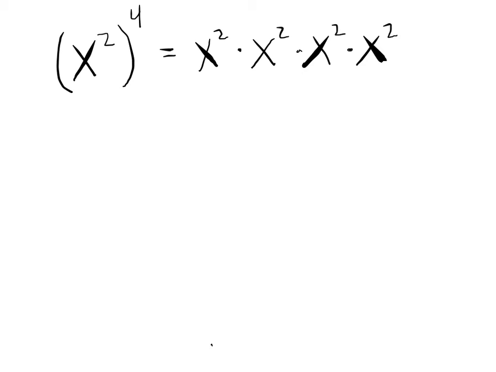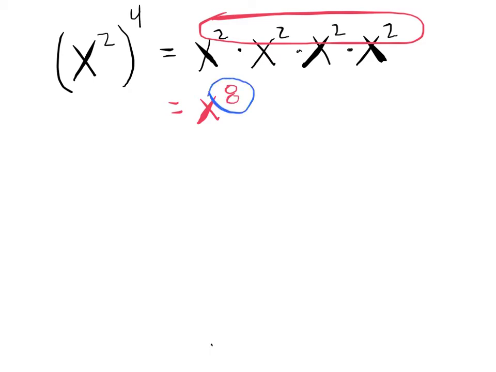Well, remember the property that we just talked about. If we had a bunch of things multiplied together, what did we do with all of these exponents? We added them. So we could say that x squared to the 4th was the same as x to the 2 plus 2 plus 2 plus 2, which is 8. Now, I want you to look at that exponent and look at these exponents. What could we have done a little bit faster to make this power to a power rule work? 2 times 4 is 8.